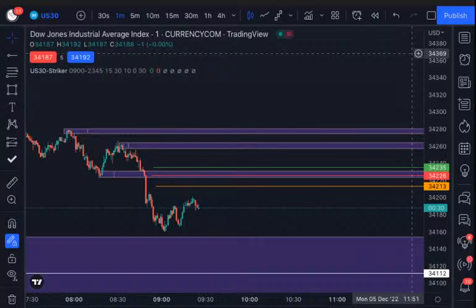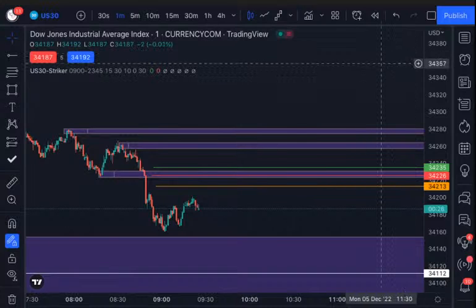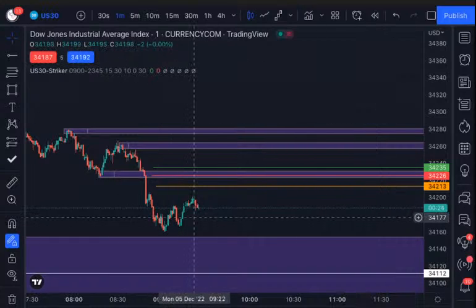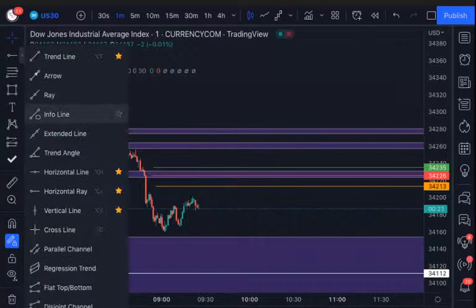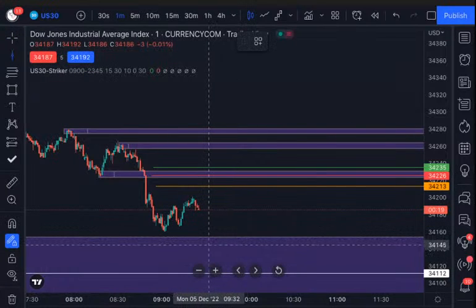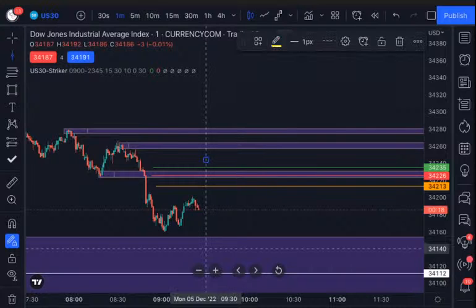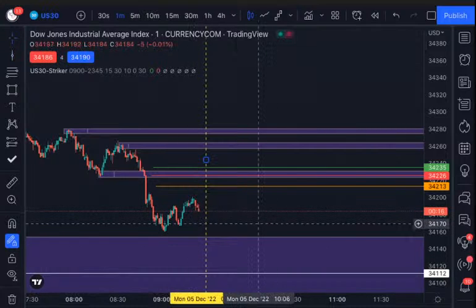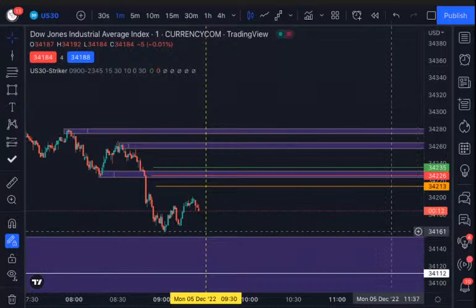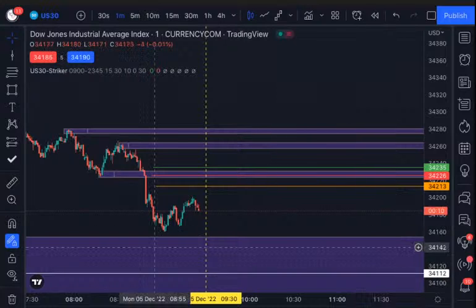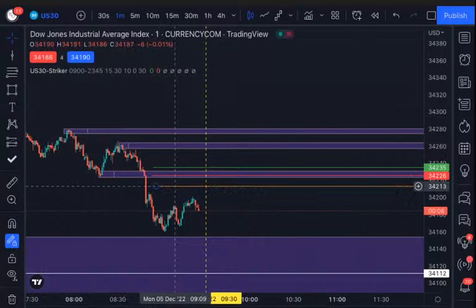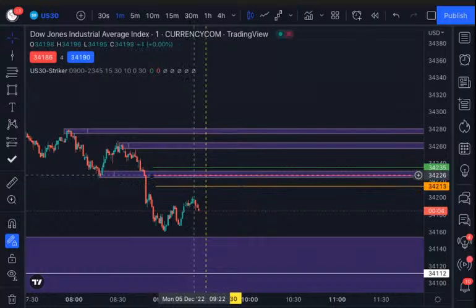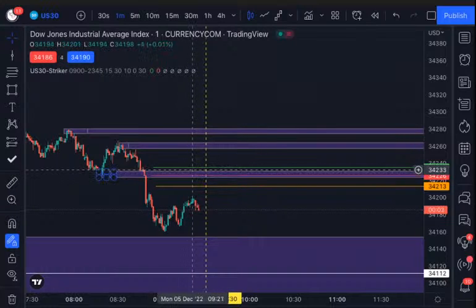Alright, the market opens. Let's mark off where the market opens up on US30, 9:30. Market opens up right there. I'm looking for maybe a retracement: 50% retracement, 618 retracement, 70.7 retracement.